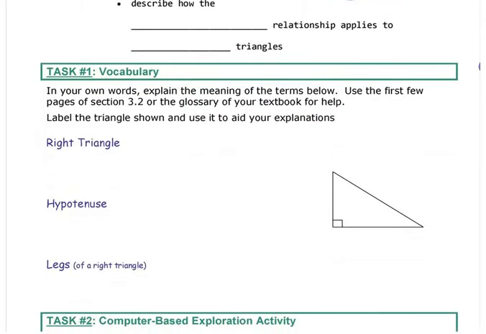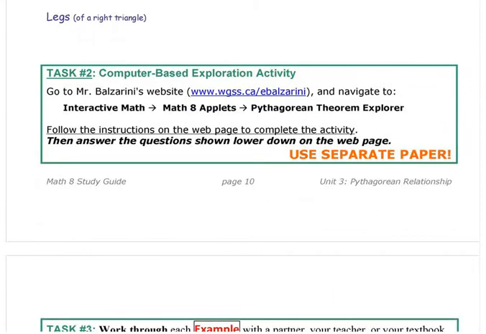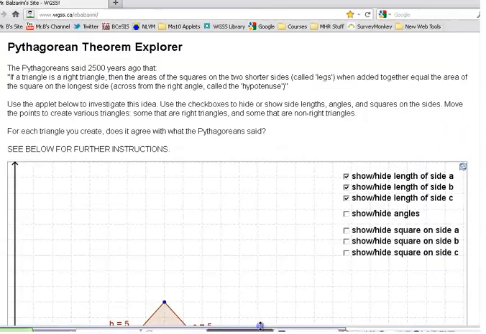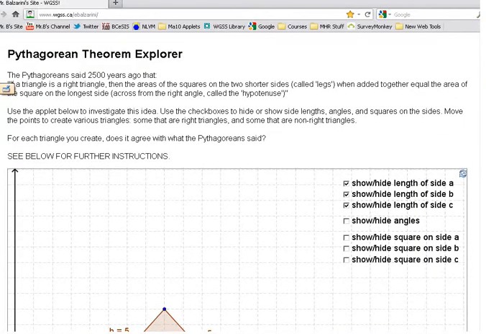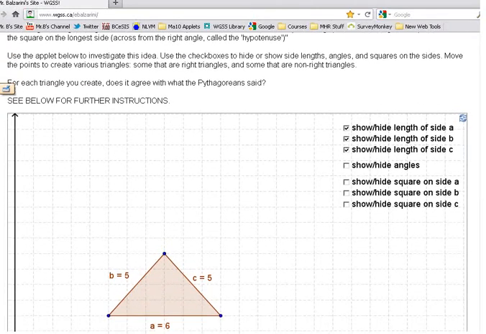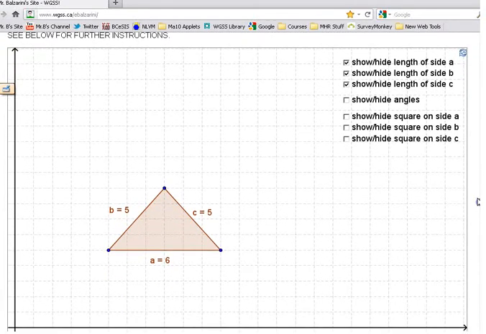Again, as I said earlier, it's named after a person or a group of people called the Pythagoreans, who lived about 2,500 years ago, and it has to do with right triangles. A right triangle is one that has a right angle in it.